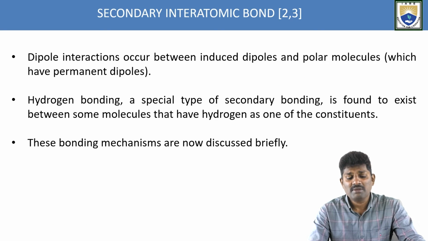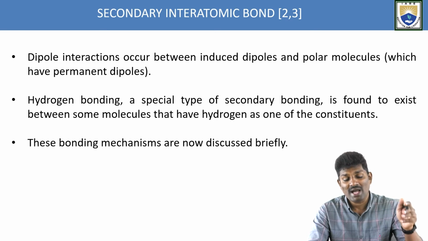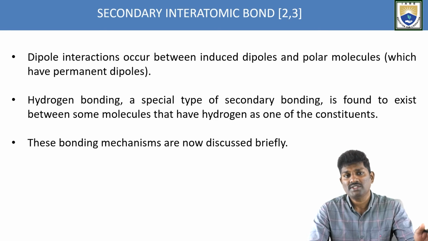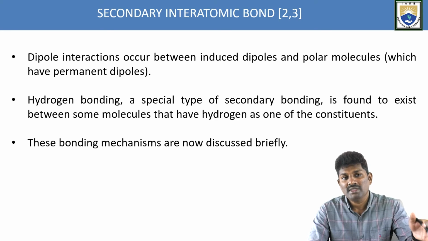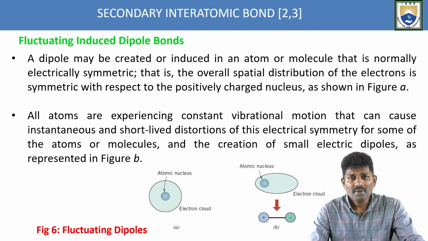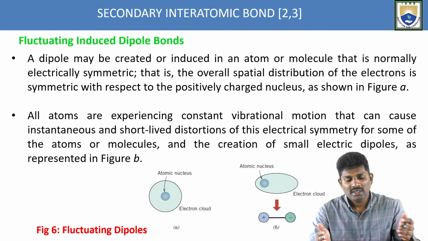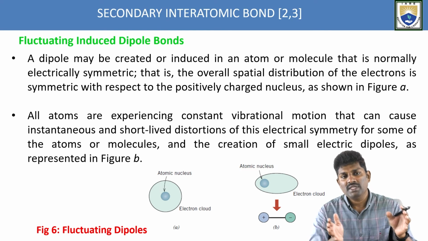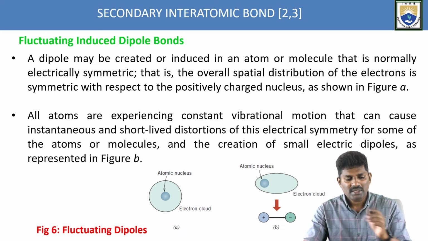Dipole interaction occurs between the induced dipoles and polar molecules, and hydrogen bonding, a special type of secondary bonding, is found to exist between some of the molecules that have hydrogen as one of the constituents. If you have hydrogen as a major constituent, then it is very easy for us to find the secondary bonding based upon the dipoles. We'll see this bonding mechanism now. Again, in this dipole system, we have different dipoles and arrangements of the molecules; how it is being arbitrary, we'll see now.